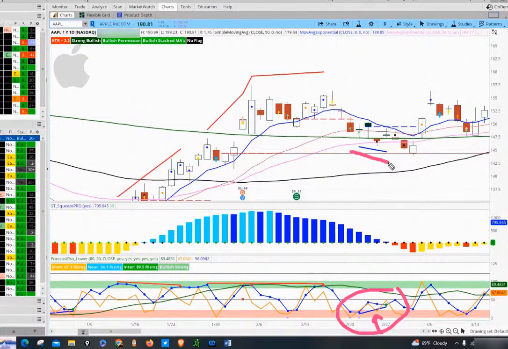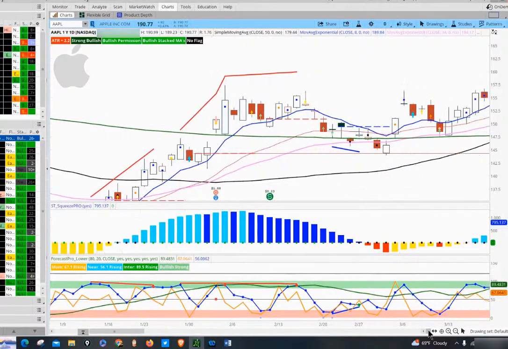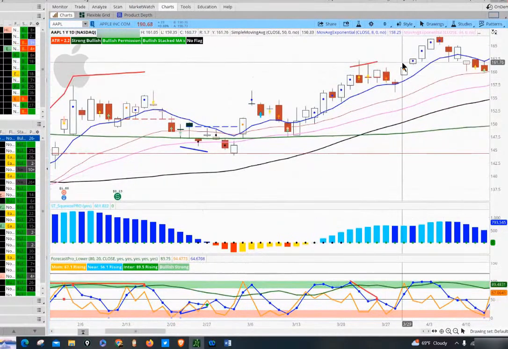So the trick is, you're going to enter the squeeze when you have stacked moving averages and you get that beautiful bullish divergence on the Forecast Pro. So in this case, you would have entered right there, and look what happened. Bam, rocket ship, squeeze fire.